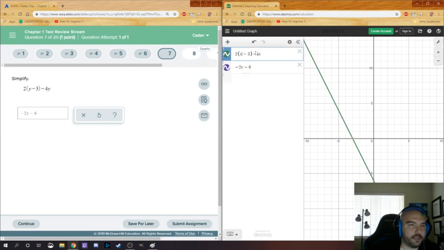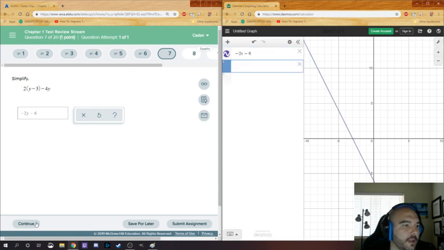Desmos won't be happy unless you use x or y. If you use y, I think it should be... No, it is definitely unhappy with me for using y. Okay, so we're going to make sure they're all x's if we do it like that. All right, and there you go. So I can confirm that's good.